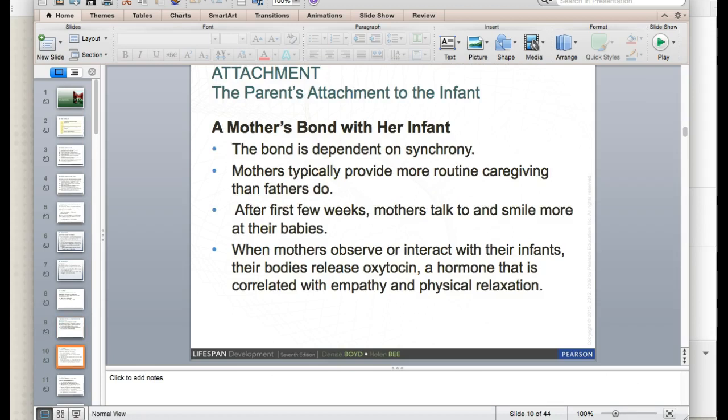So a mother's bond with her infant. Of course, having this bond is very important for not just feeding and helping the baby, but also for the development of the child. Of course, mothers do primarily more of the caregiving than the fathers do. So after the first few weeks, mothers tend to talk and smile to the babies more, and this not only helps with the baby's personality, but it helps with the development as well.